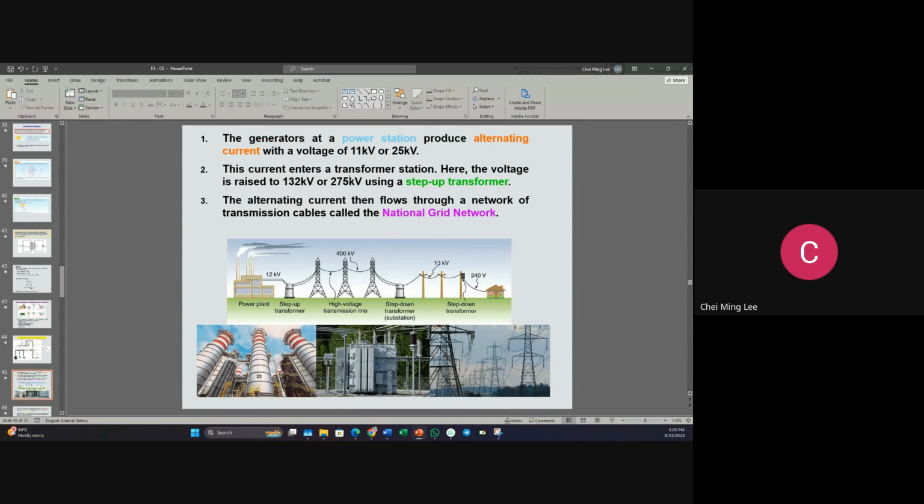Okay, then the alternating current will flow through a network of transmission cables. All these are the national grid network. Normally they will flow through the big ones first, the ones with the tower or pylon. These are the high voltage transmission lines, before they go to the step down, and then step down again before going to domestic.